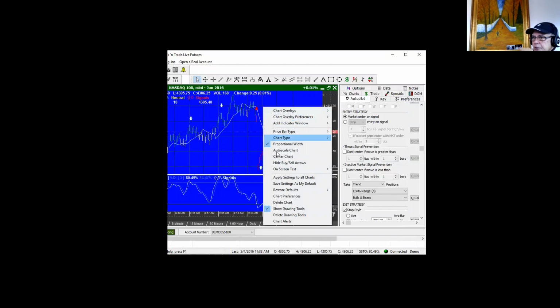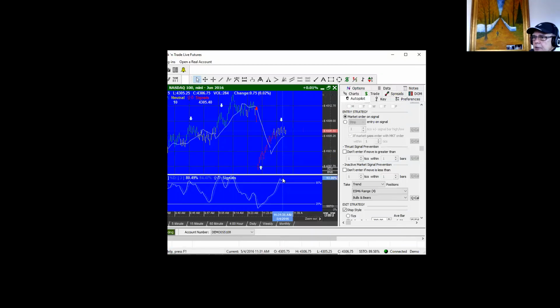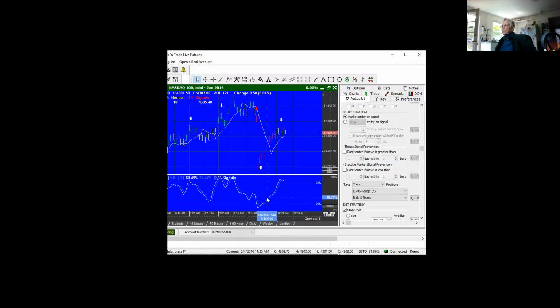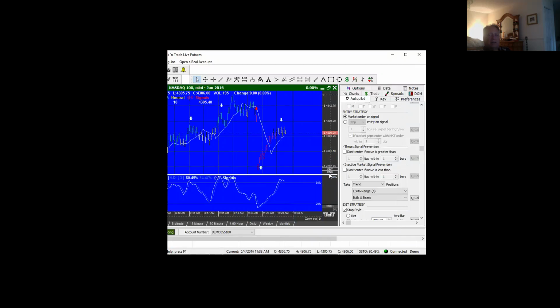Apply settings to all charts. There you go. And so every one of your charts, all your charts will now have that setting. Now go back over to your trend button where you were. Take the trend and go down where it says bulls and bears. Now right click.